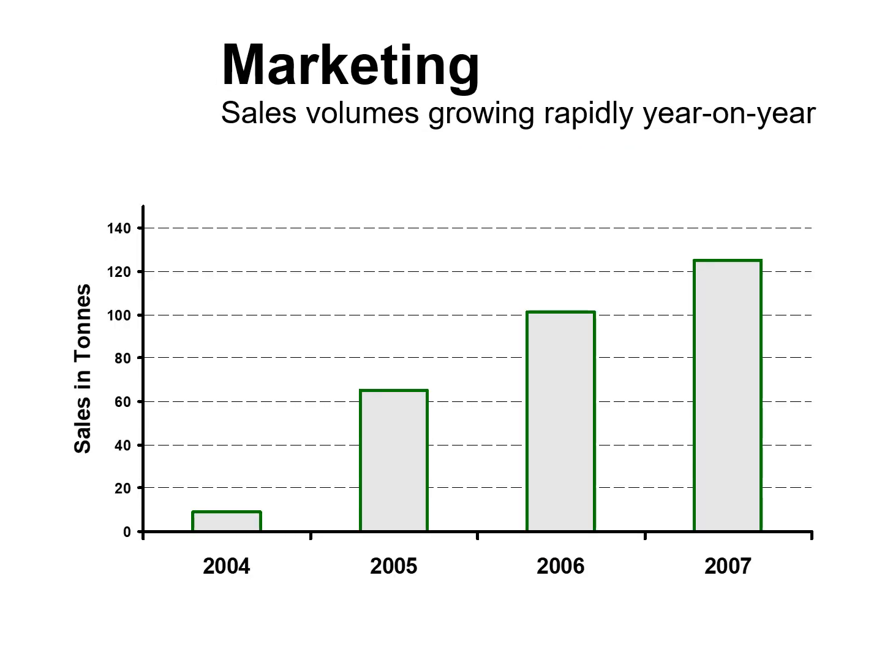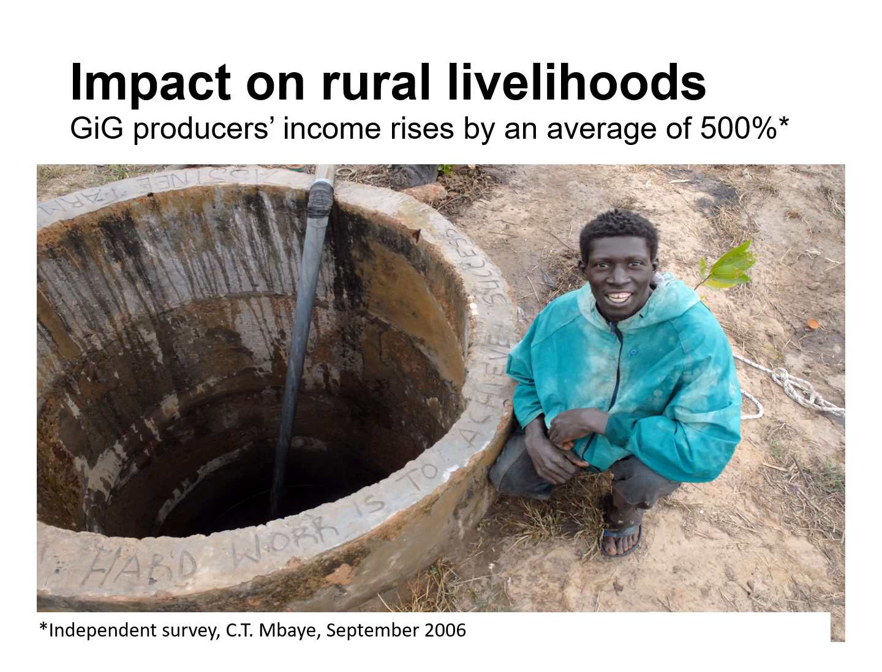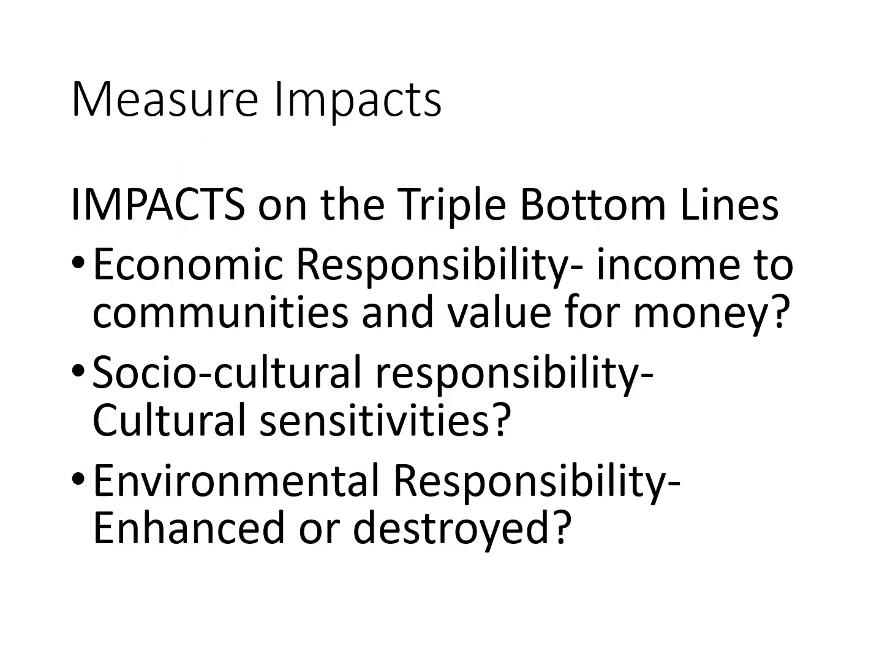You see the growth in sales volumes in terms of tons between 2004 and 2007. The impact on rural livelihoods was dramatic. For Gambia's good producers, their average rise in incomes was 500%. You can see what it says around the new well there. Hard work is to achieve and success. So Gambia is Good was finally closed down when the president regarded it as too much competition, and Gambia is Good was closed down by government action.